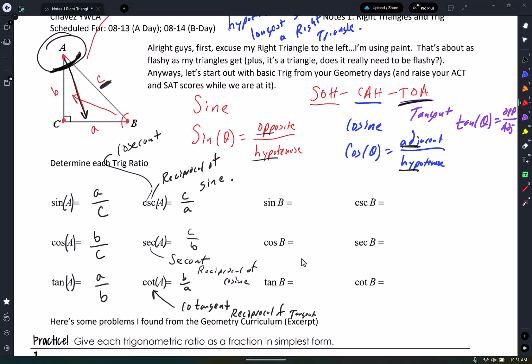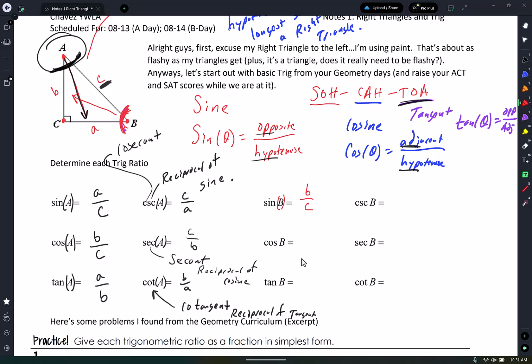Let's go to the angle B now. So sine B. I'm going to go to B, and let me change the color. I'll leave it as red. So I'm looking at angle B, guys. Sine of B, opposite over hypotenuse. So I'm going to write this as B over C. Cosine of B, adjacent over hypotenuse.